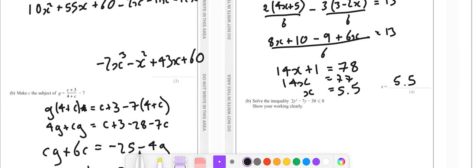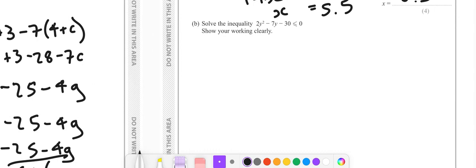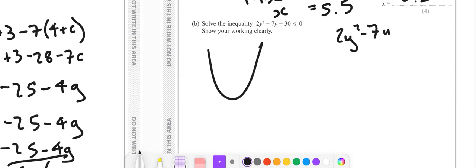Solve the inequality. So we know that this is a U this way round, and we want to find out when it's less than 0. So we want to find out when it equals 0, and then we can use our common sense to work out when it's going to be less than 0. So it equals 0.